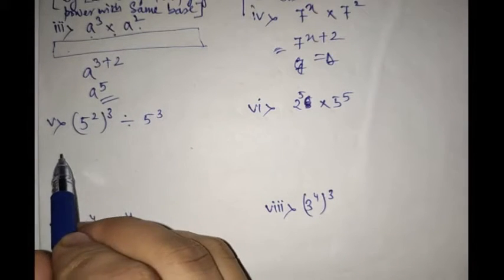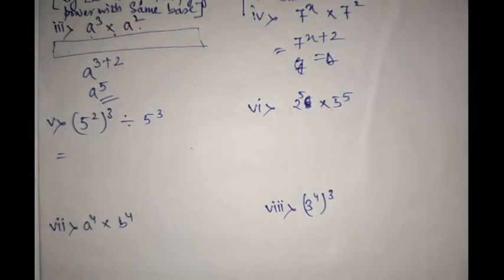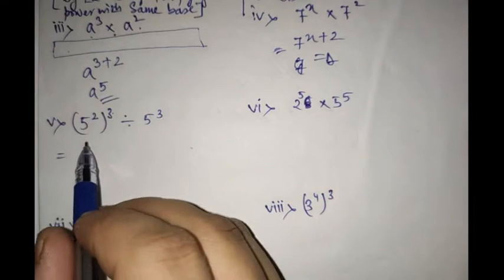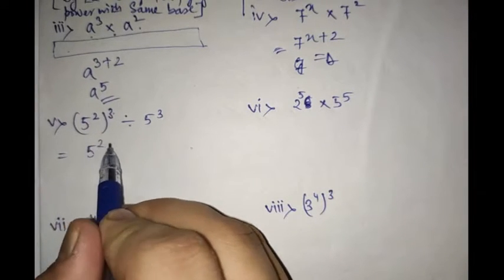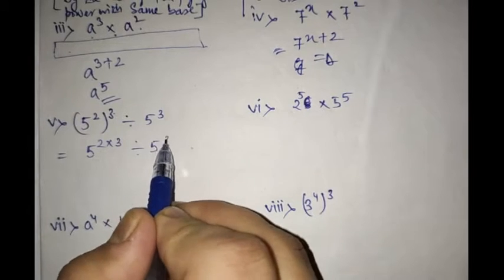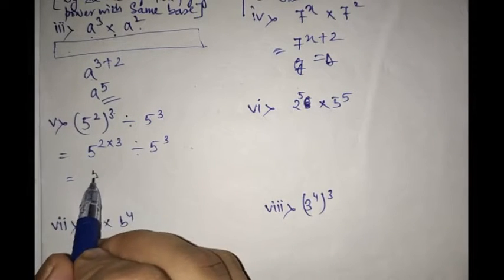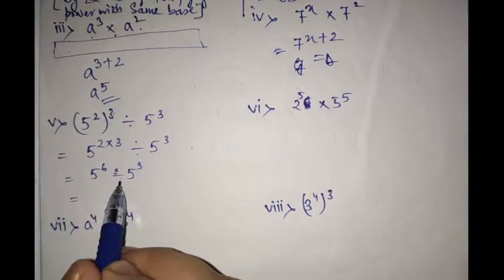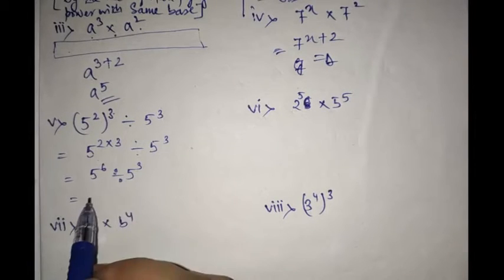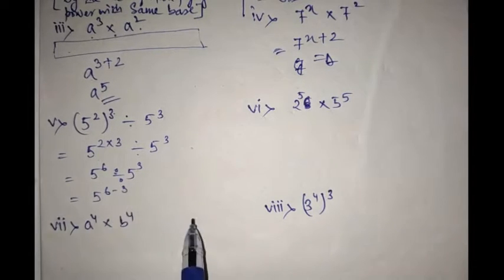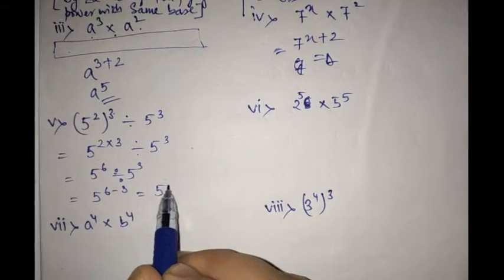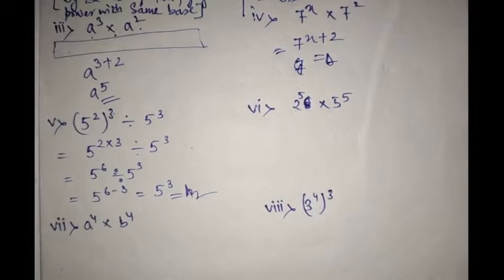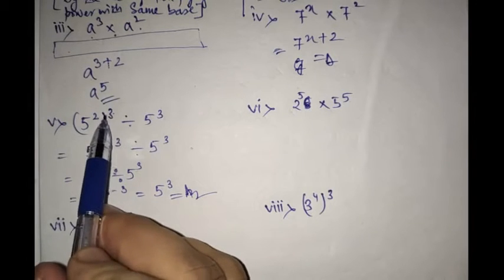Okay, so now proceeding to part 5. You can see this is the third rule we have here. This is power on power, right? So what we have to do is, first of all, we will multiply the exponents, that is 5 square into 3, divided by 5 cube. 5 to the power 6 divided by 5 cube, right? Now what you are going to do, when you have division and the same base, your exponents are going to get subtracted. So 5 to the power 6 minus 3, answer is 5 cube. Simple, no? First of all you have to solve this part. You cannot directly write the answer.